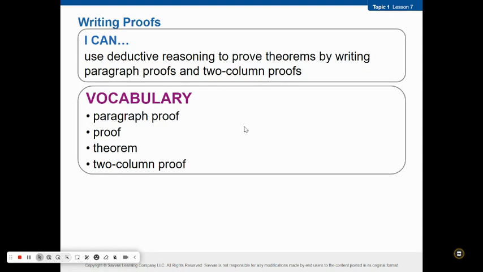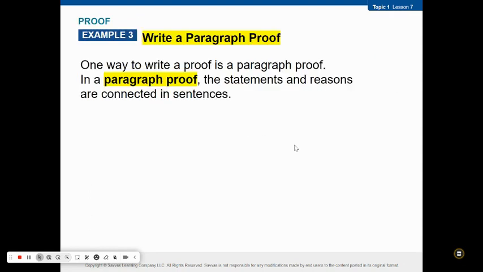We're going to talk about proofs like we did a little bit yesterday, okay? Now, I'm going to tell you about a paragraph proof. We're not going to do this example. I'm just going to give you an idea of what it looks like, because sometimes this stuff is given to you in words, and maybe you can write it in a paragraph and then put it in two-column form. One way to write a proof is a paragraph proof. In a paragraph proof, the statements and reasons are connected in sentences.